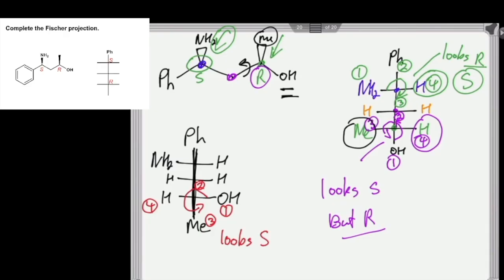center. It's a counterclockwise rotation. But since the lowest priority group is still in that position facing us, this is still an R. So even after doing this rotation where we put the methyl group now in the extended chain, oxygen pops up over here. All we're doing is rotating about the sigma bond back here. We haven't changed the configuration, we've just changed the conformation of the ring. It still is an R center.